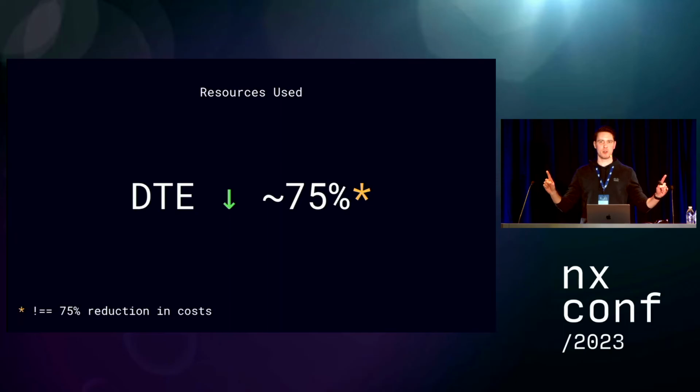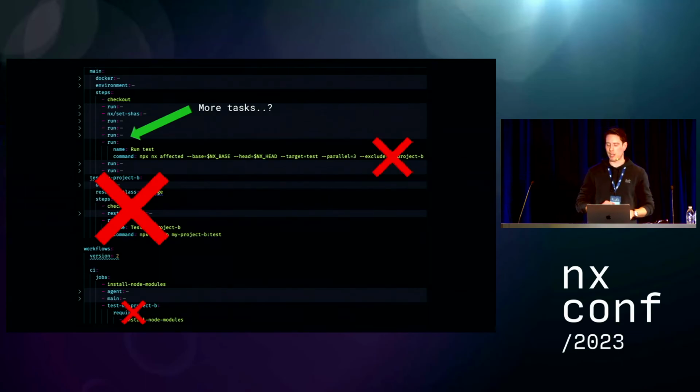Very important before you celebrate. This does not equal 75% reduction in cost. However, it's still a significant reduction nonetheless, and there's still room for improvement. For the projects that got broken out of DTE, we can plan efforts to improve them, and then we can reincorporate them, as well as additional tasks, into the DTE solution.